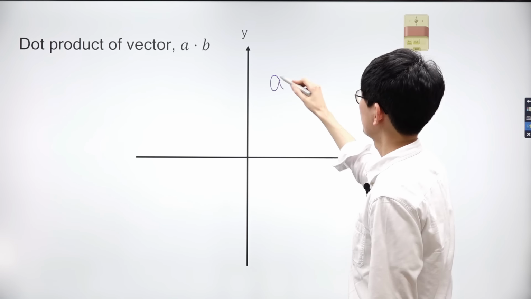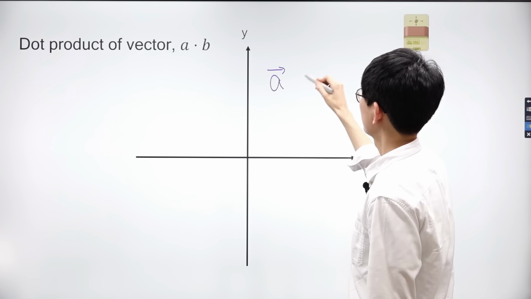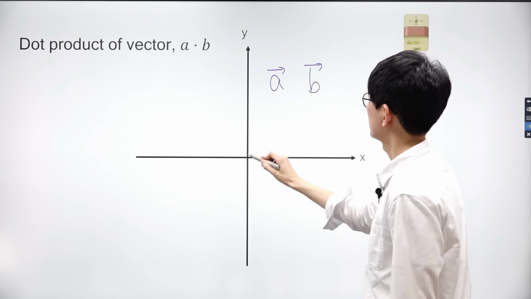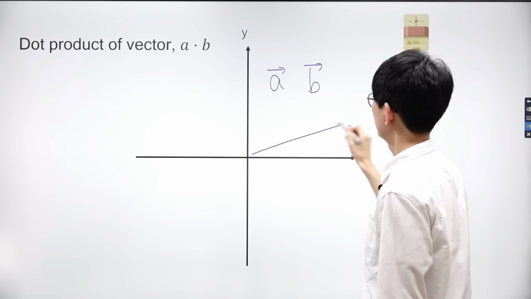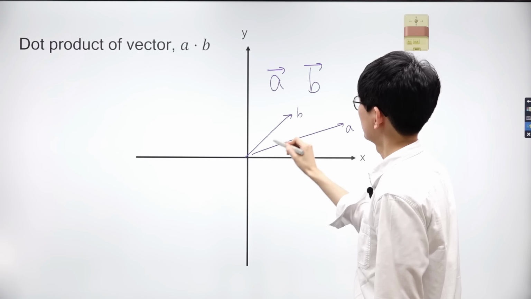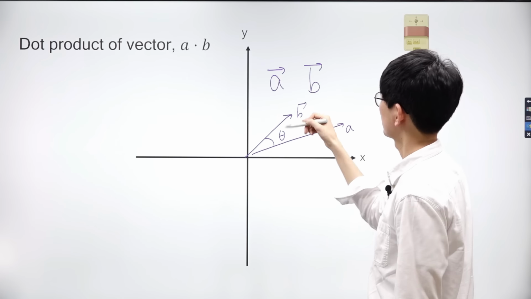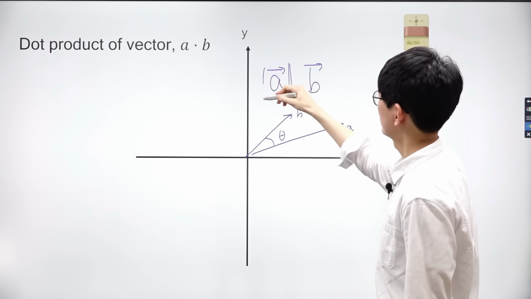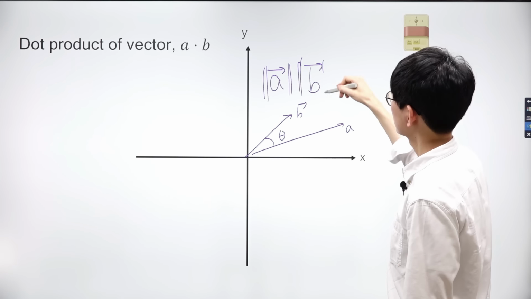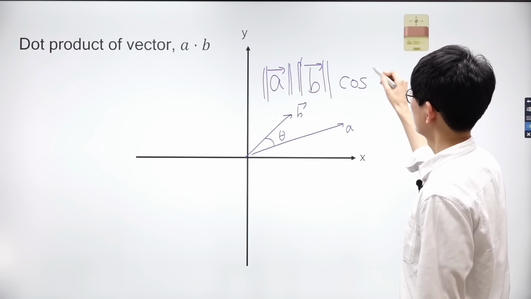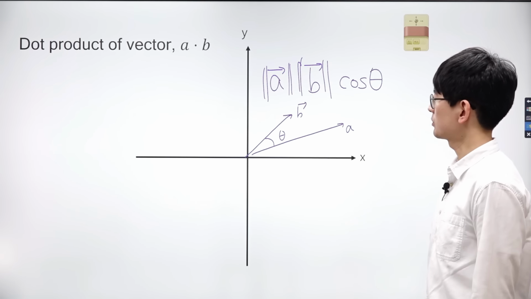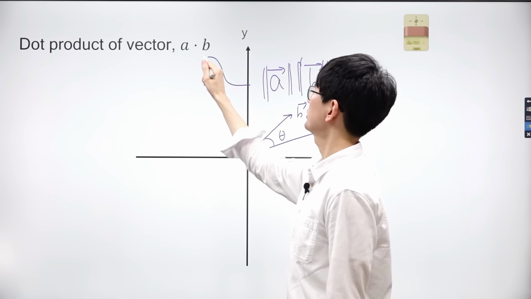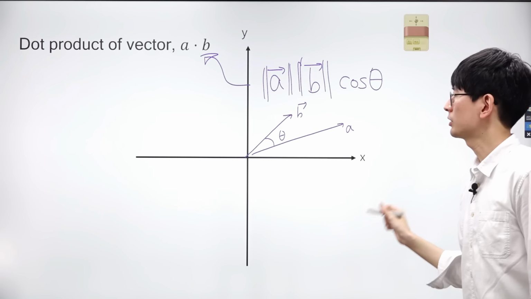Let's define the dot product mathematically. Consider two vectors A and B, with an angle theta between them. The dot product of vectors A and B is obtained by multiplying the length of both vectors and the cosine of theta. This formula allows us to calculate the dot product of two vectors.